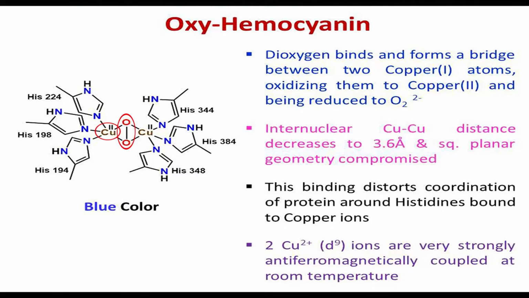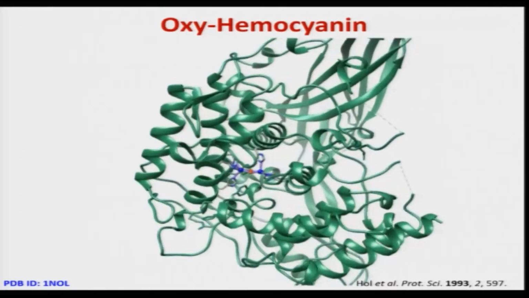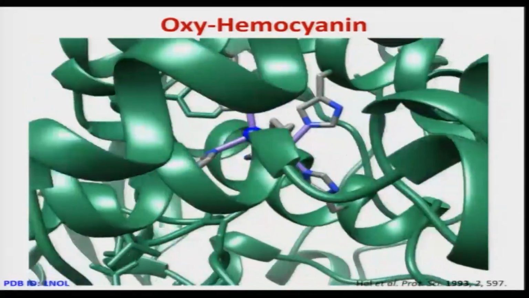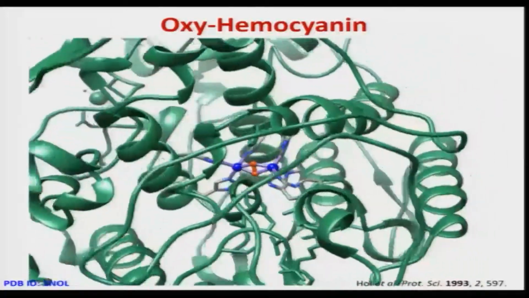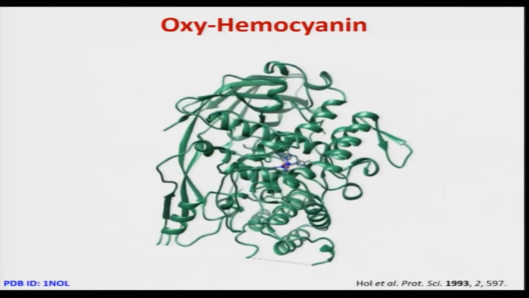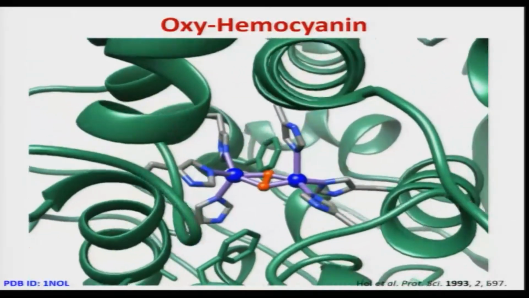This binding distorts the coordination of the protein histidines bound to the copper ions, and the two copper 2 ions are very strongly antiferromagnetically coupled at room temperature. So, this is the protein structure of oxy-hemocyanin. As you see, again huge protein chains wrap this molecule, however, dioxygen comes and binds between these two copper centers, which you can see very clearly.